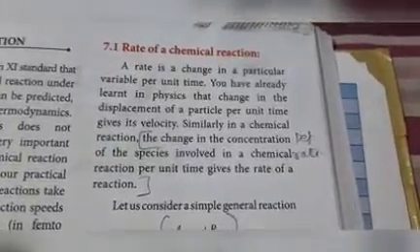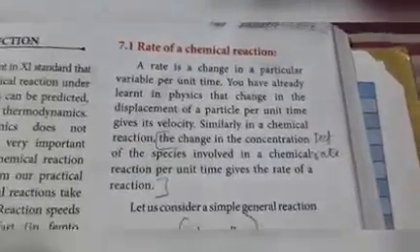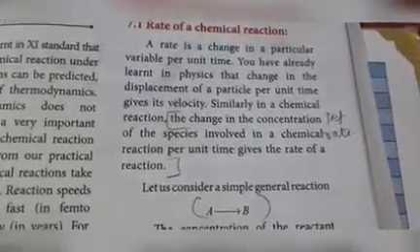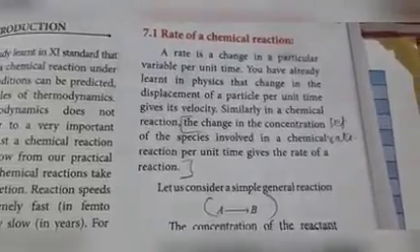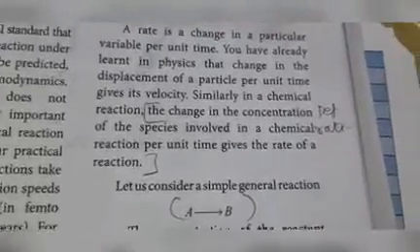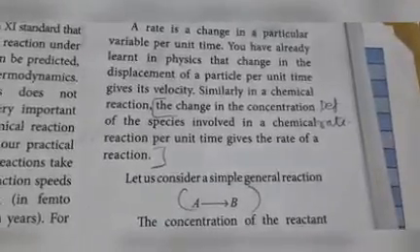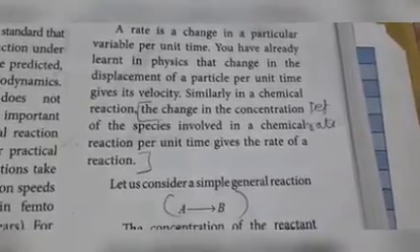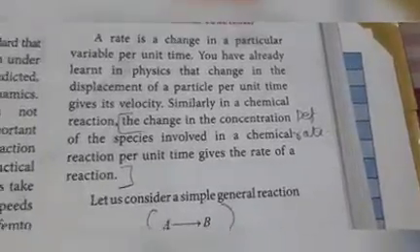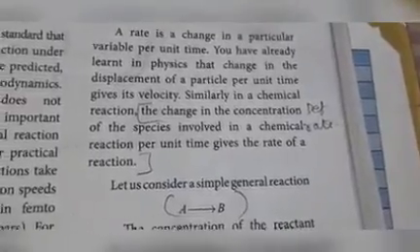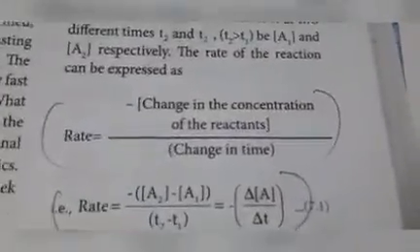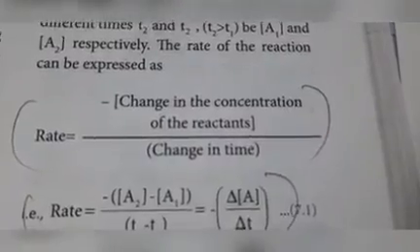Next we are going to study the rate of a chemical reaction. To define rate, you have to write these three lines: the change in concentration of the species involved in the chemical reaction per unit time gives the rate of the reaction. That is change in concentration. Change means difference. The definition is given in this formula.